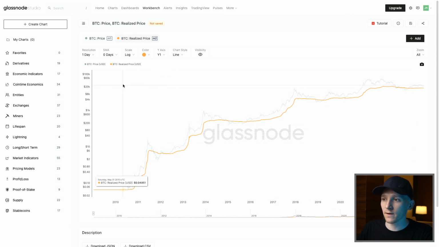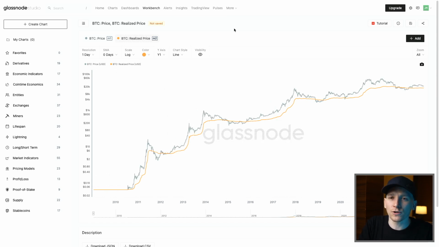Now what that does is put the realized price axis on my BTC price axis, and now we can see the chart more clearly. Now what is realized price? Realized price is the on-chain price, which is where coins are spent on-chain rather than the price of Bitcoin in the market. So that's different, right?